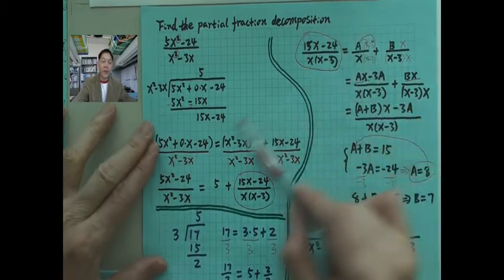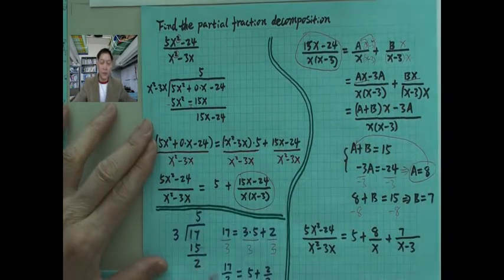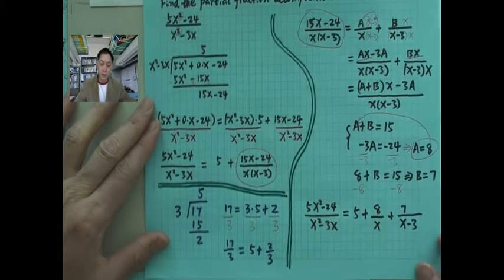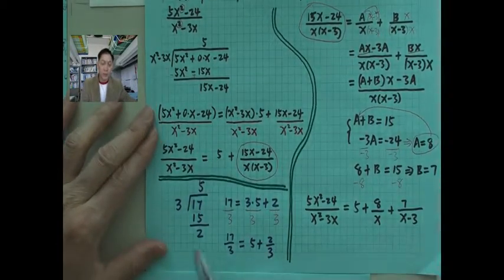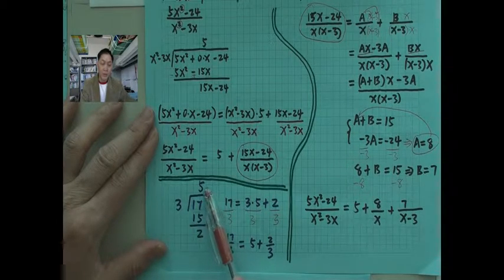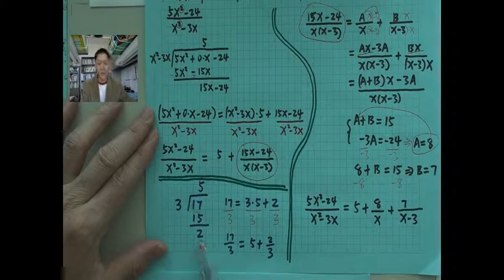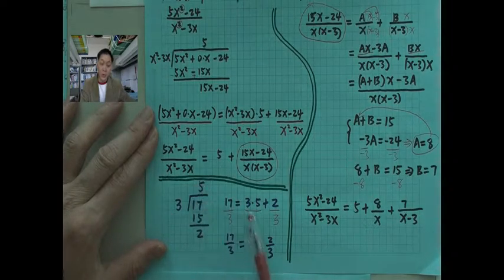Before I tell you the thing, let's look at this one. 17 divided by 3, you can put 5 here. 3 times 5 is 15. 17 minus 15 is 2. So 17 equals the divisor times the quotient, 3 times 5, plus the remainder.